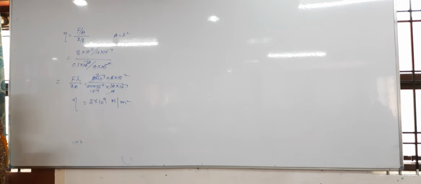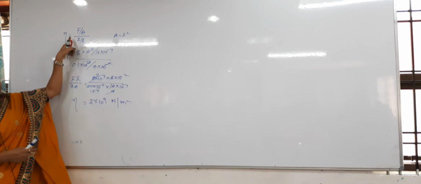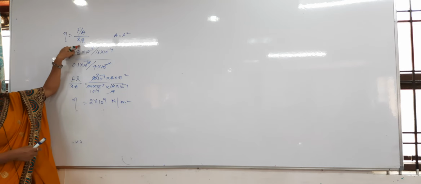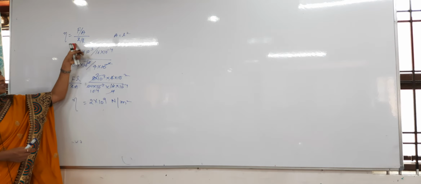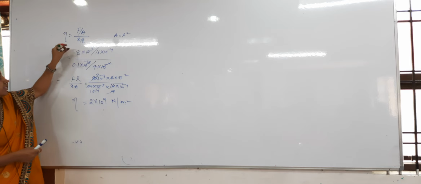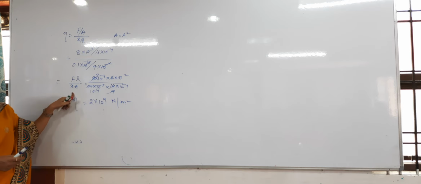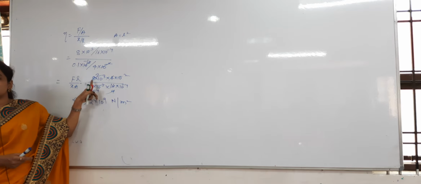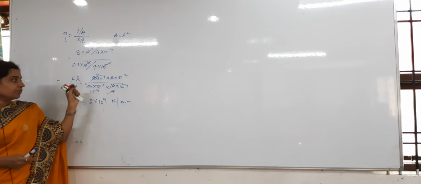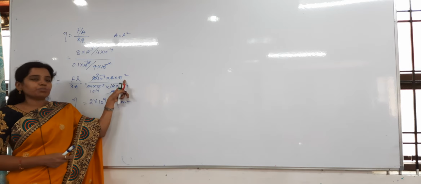Look at the problem once. Modulus of rigidity eta, what is the formula? Force by A divided by the angle of shear. Tan phi is equals to x by L. This is shear strain. For easy calculation I am writing it as FL by A into x. Force is how much here? 8 kilonewtons, so 8 into 10 power 3. And length is 4 centimeters, so 4 into 10 power minus 2.